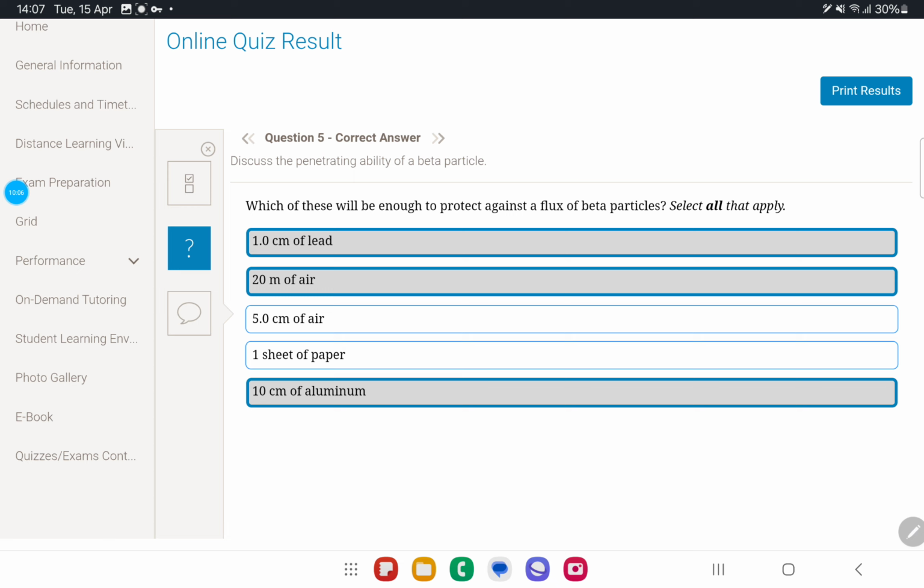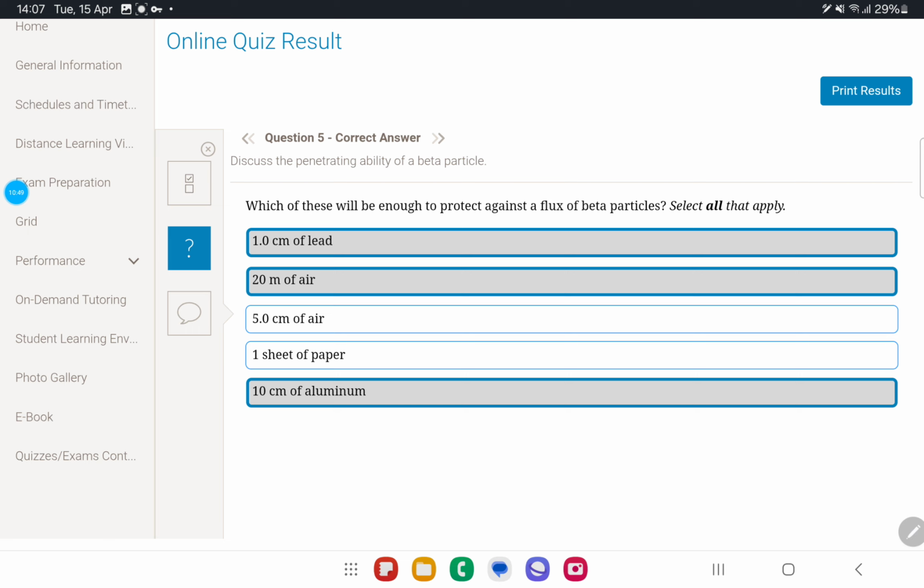Okay, so again, it doesn't really matter what the material is, it matters what the thickness is. So for example, lead can reduce gamma, but at a specific thickness. It has to be really dense and heavy and really thick. But for beta, it doesn't need to be really thick. It just has to be 1 centimeter, because beta is not as penetrative as gamma. Now 20 meter of air is also enough, and 10 centimeter of aluminium. This needs to be memorized.